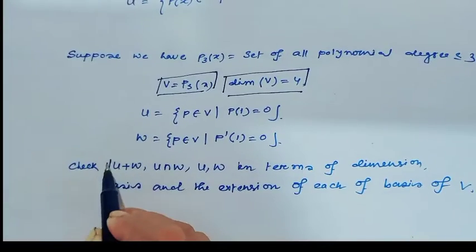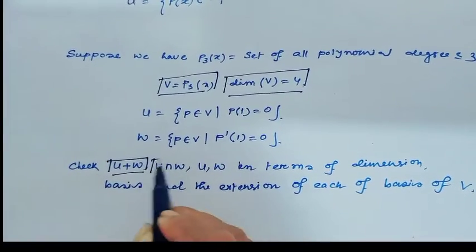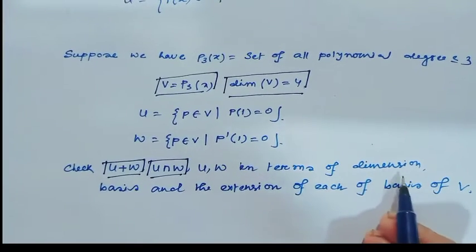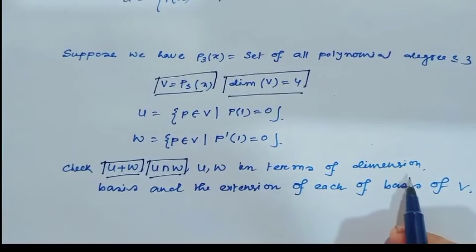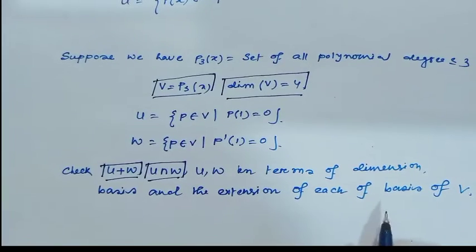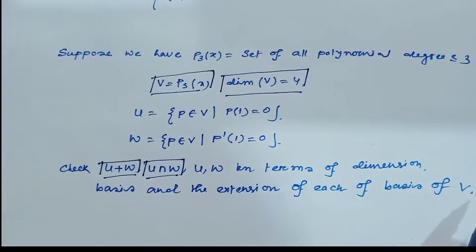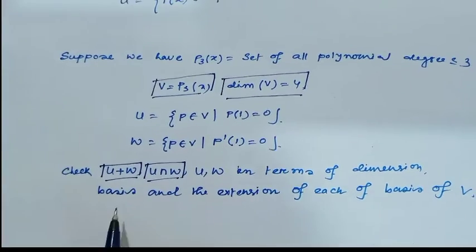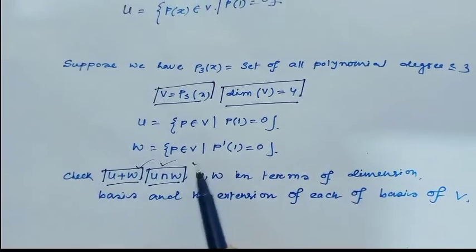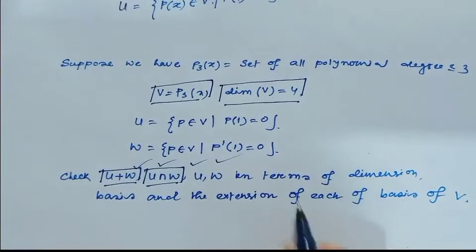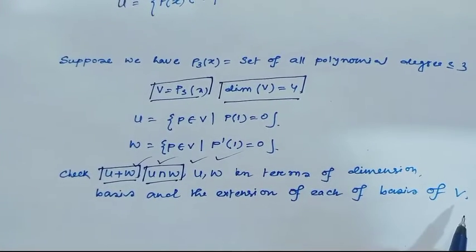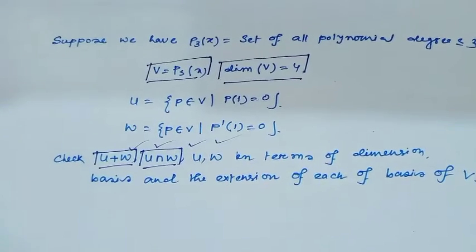Then check U plus W, U intersection W, and U and W in terms of dimension, and not only dimension, in terms of basis and extension of each basis to a basis of the vector space. That means at first find the basis of these subspaces and then extend this basis as a basis of the vector space. Okay, this is a very nice example.